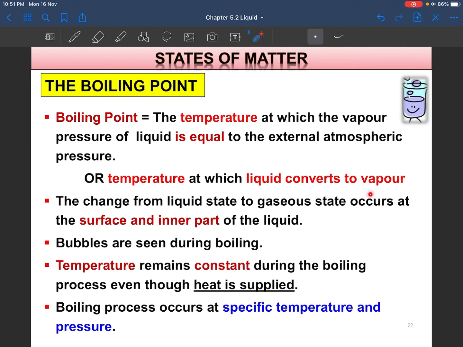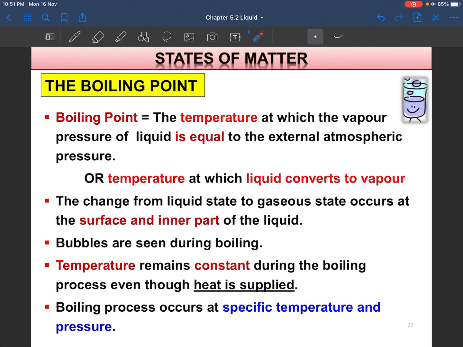Ini paling senang lah. Semua orang tahu boiling tu keadaan dia bila. Contoh kamu boil air dalam periuk, then you know lah bila liquid tu dah tukar jadi vapor, dah ada bubble, lepas tu tukar jadi vapor, so maksudnya dah boiling, dah berlaku proses tu. Tapi sebenarnya boiling ni adalah satu temperature di mana vapor pressure yang tadi kita belajar tu equal to the external atmospheric pressure.